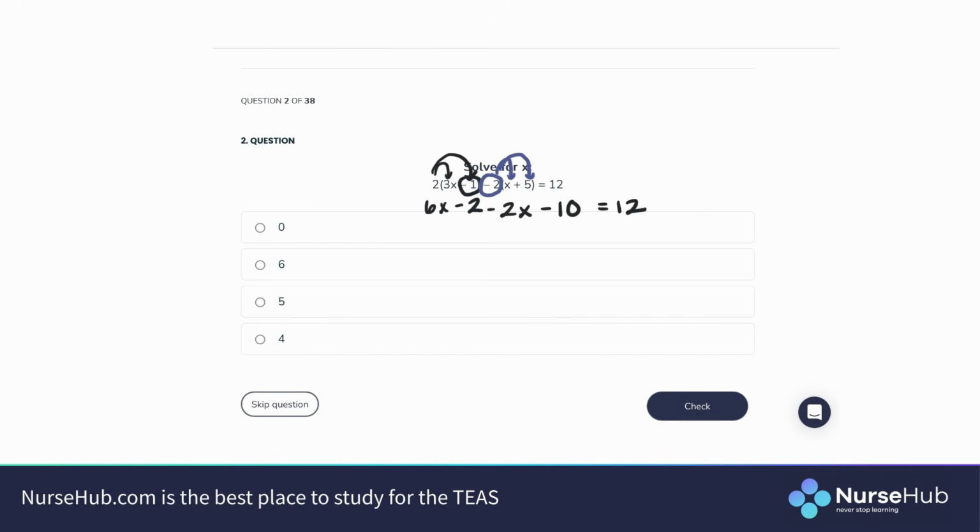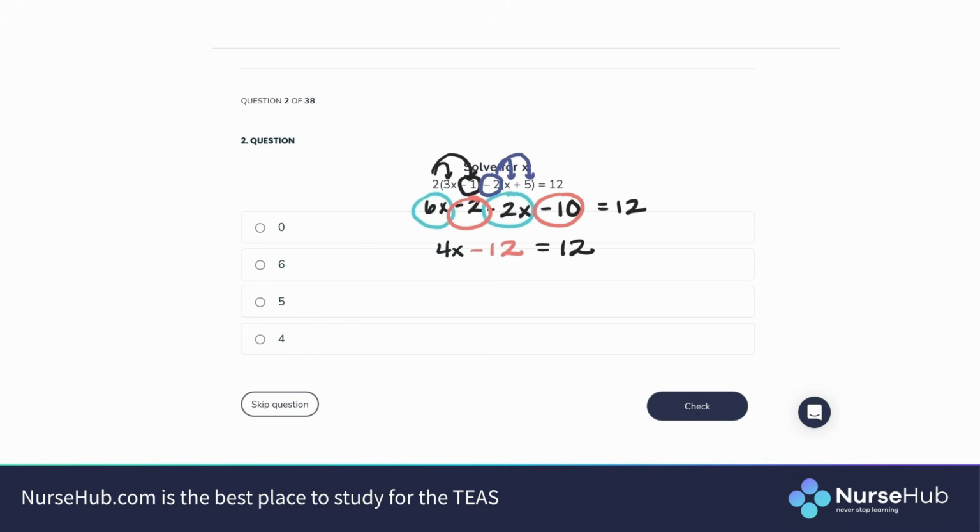Now, the next thing we're going to do is combine our like terms. So anything with an x gets combined. So 6x minus 2x gives us 4x. We have minus 2 minus 10 gives us a negative 12, and that all equals 12.